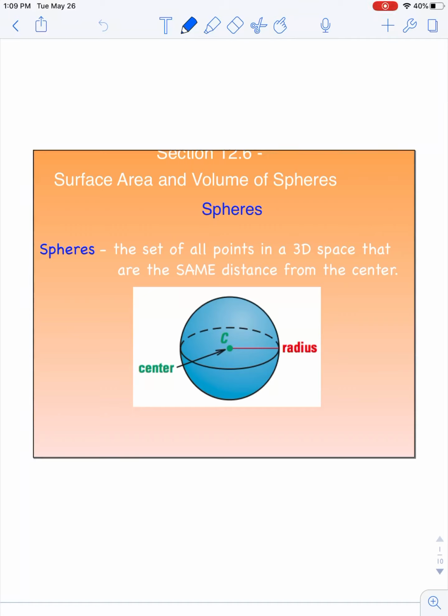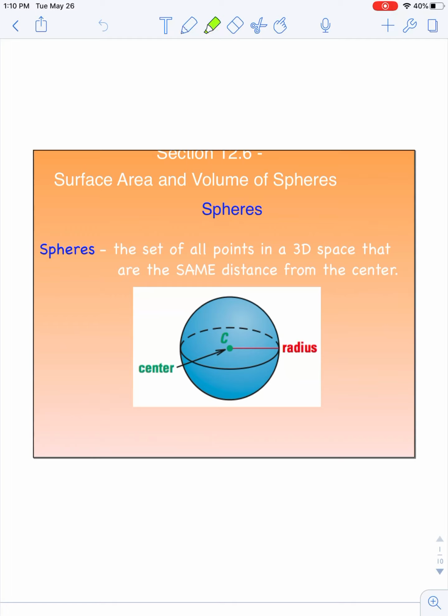Hello, ladies and gentlemen. Today we are going to look at surface area and volume of spheres. So spheres are like the balls that you have, tennis balls and baseballs and all kinds of round, circular, three-dimensional objects. Spheres, though, are defined a little bit differently.